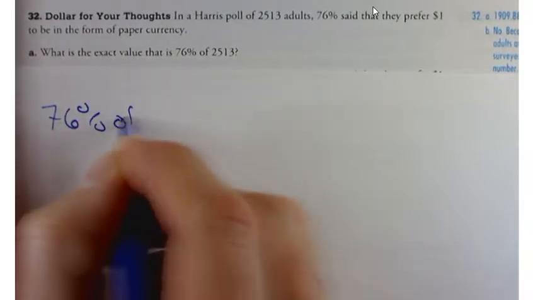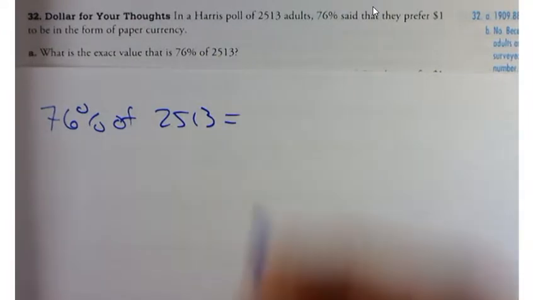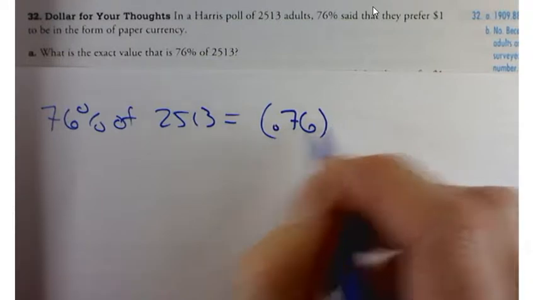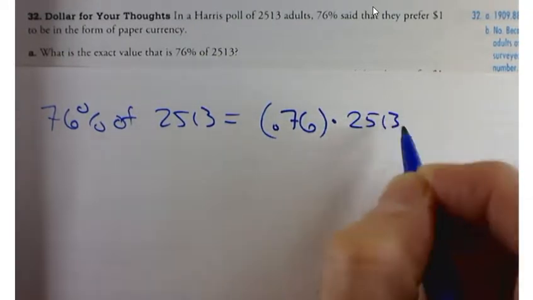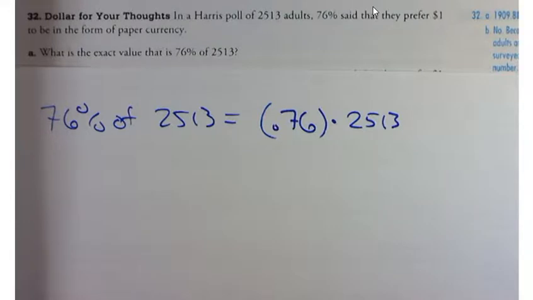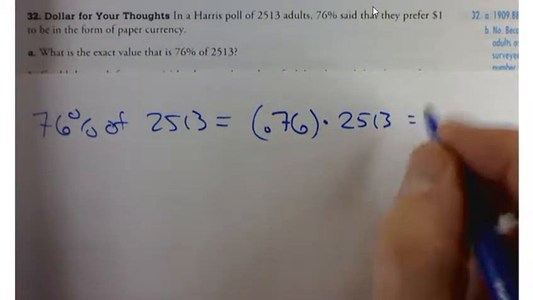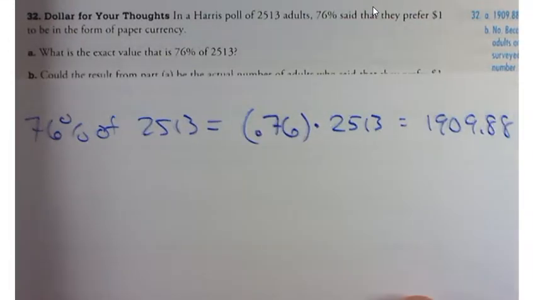76% of 2513. Well, we could rewrite this. 76% as a decimal is 0.76. The word "of" means times. So 0.76 times 2513 is 1909.88.